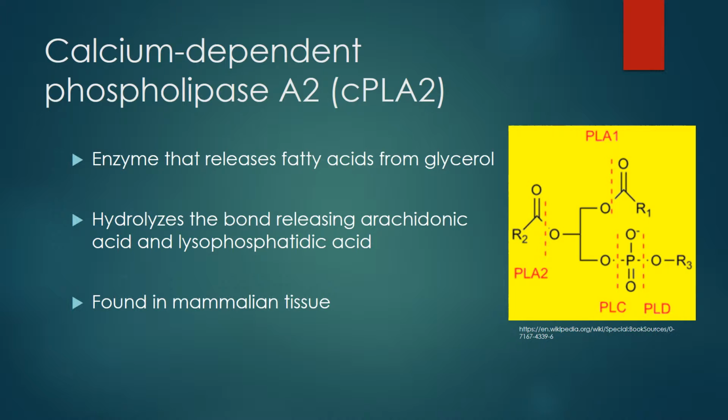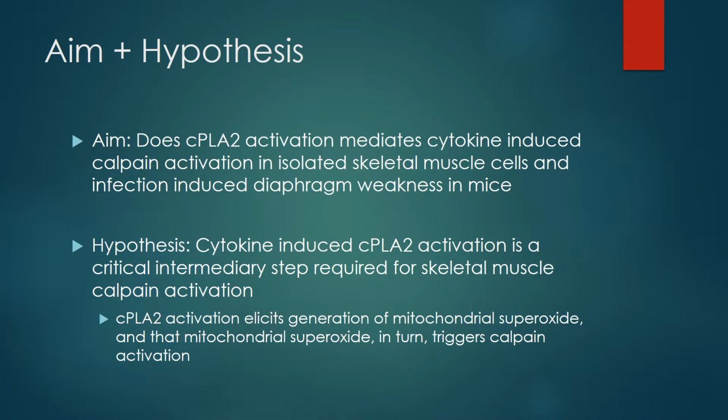Calcium-dependent phospholipase A2, or CPLA2, whose structure you can see on the right, is an enzyme that releases fatty acids from glycerol. It specifically hydrolyzes the bond, releasing arachidonic acid and lysophosphatidic acid. It's found in mammalian tissue. So how do calpain and CPLA2 relate?